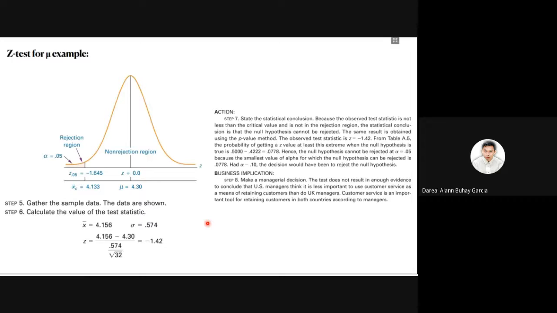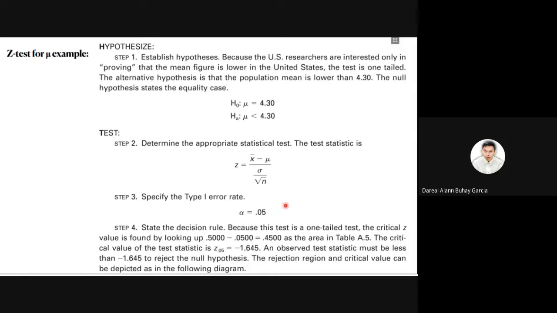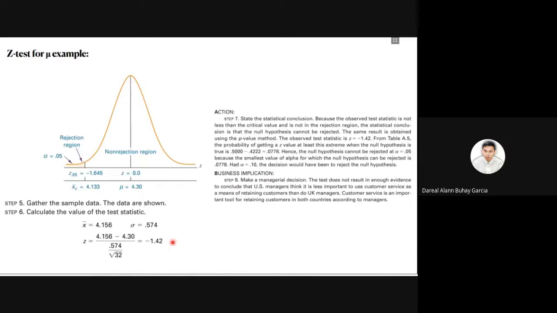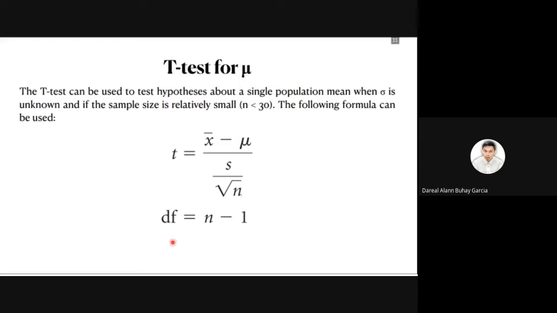So the vital thing that we're going to do when we perform a hypothesis test is to point out all the givens, determine the appropriate statistical test, and plug those values into our formula. And that's it. Actually, that's the only hard part of our hypothesis test: plugging the values into our formulas. Okay. So let's move on to the next test, the t-test for mu.